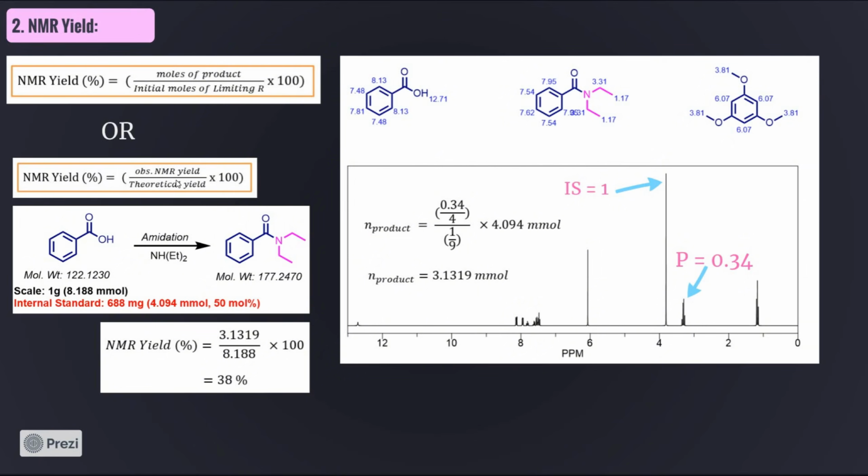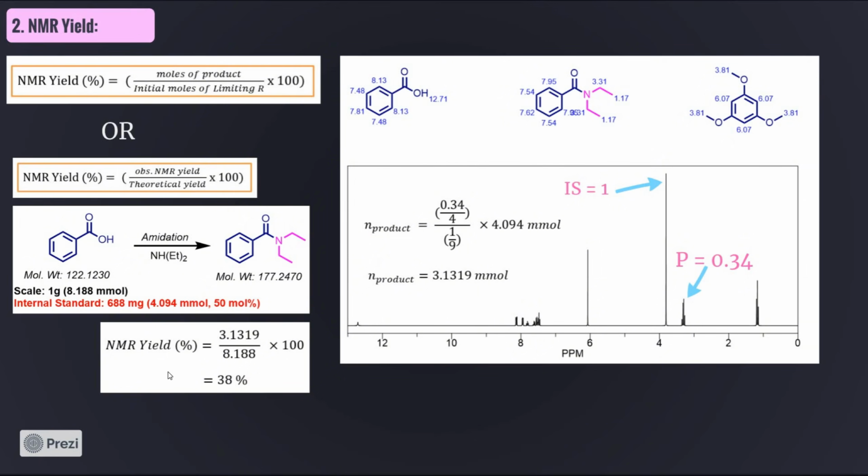If you want to use the other equation, then this number you have to multiply by the molecular weight of the product, which is 177. So multiply it, you will have milligram. Then you can determine the theoretical yield and then use this equation. Okay, but using this equation is much faster because you are having the result in millimoles. Okay, now we have the NMR yield.